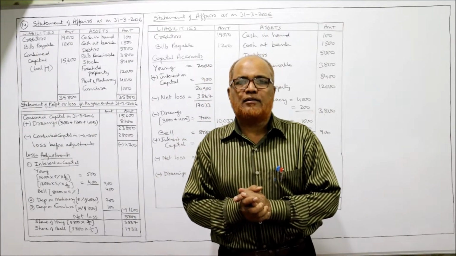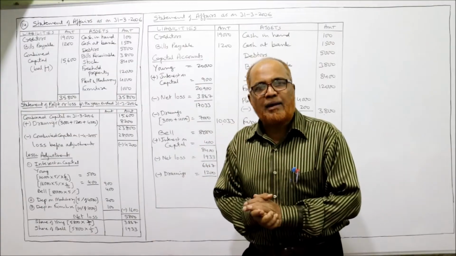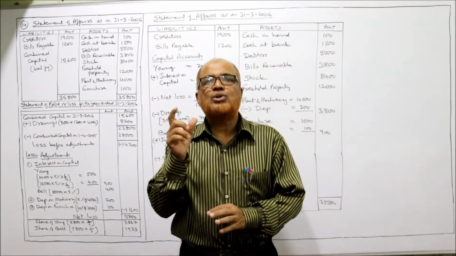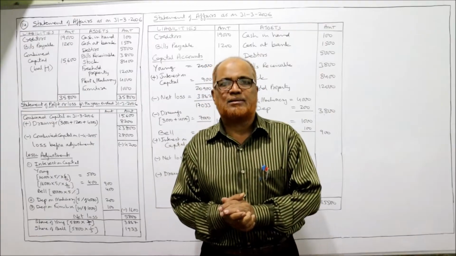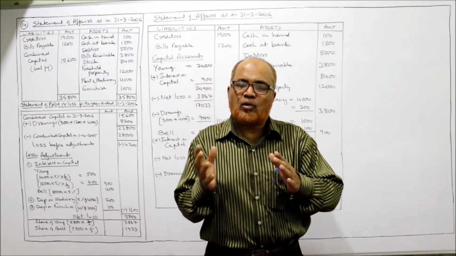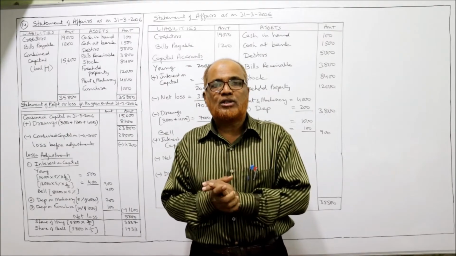So now I'm going to start the next problem. Problem number 14 on accounts from incomplete records. So presently I'm discussing the topic accounts from incomplete records. Commonly it is known as the single entry system. So what is the system? I have already explained in the first introduction video. Hope you have watched that one.